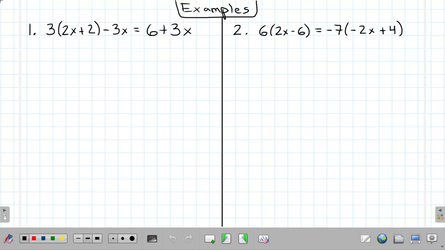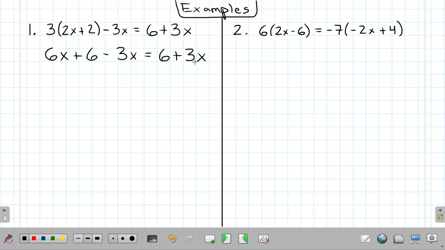And that is the point in working these out, so that way you can tell what kind of equation you have. So when we look at number 1, it looks very similar to something we've done before. Once again, we see the parentheses here. We need to distribute. But from here, I can't tell if this equation has one solution, no solutions, or infinitely many solutions. So I need to go through the steps in solving an equation, and the first step is going to be to distribute. So I'm going to write that as 6x plus 6 minus 3x is equal to 6 plus 3x.